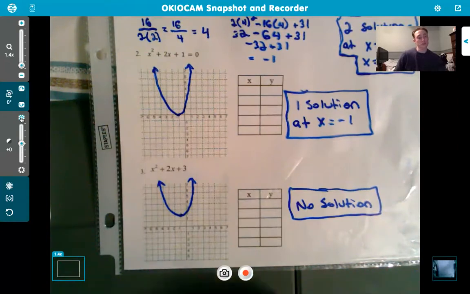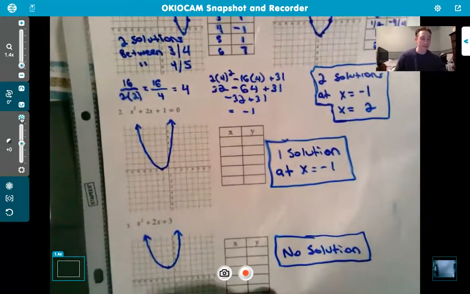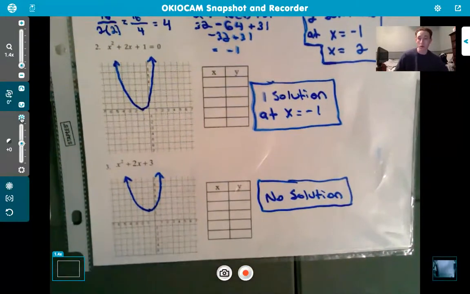So the difference in types of solutions, we have 2 solutions, crosses the x-axis twice, 1 solution just touches the x-axis, and then no solutions when it does not touch or cross or interact at all with the x-axis. Okay.